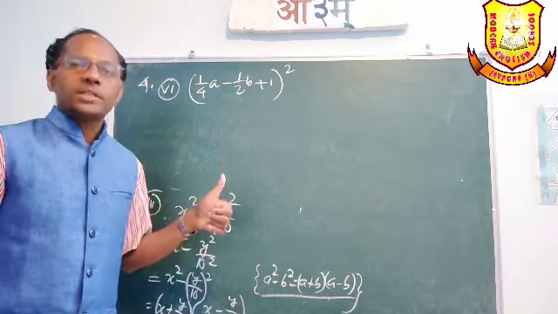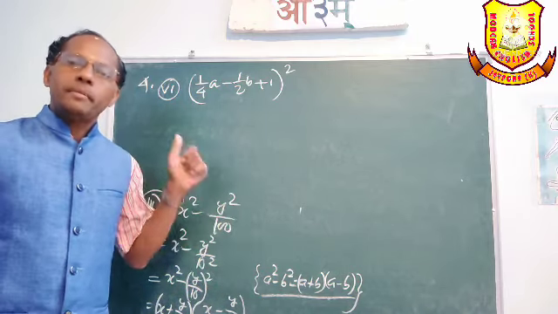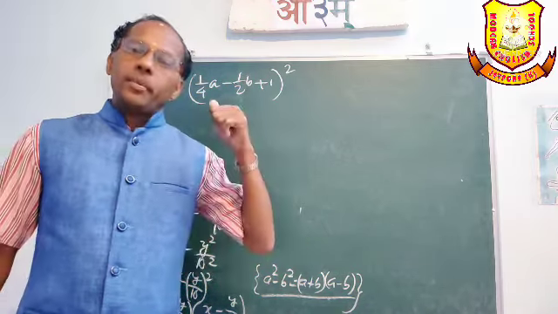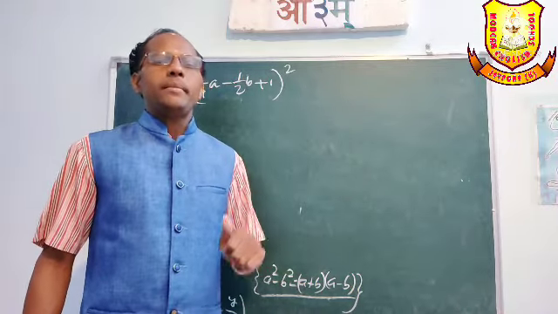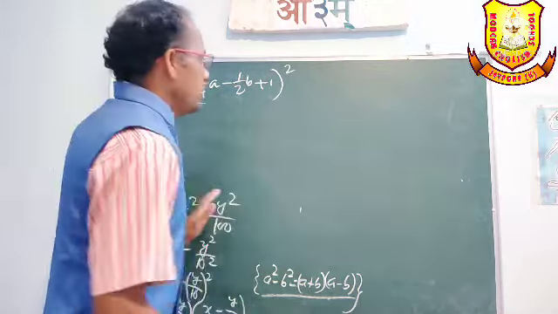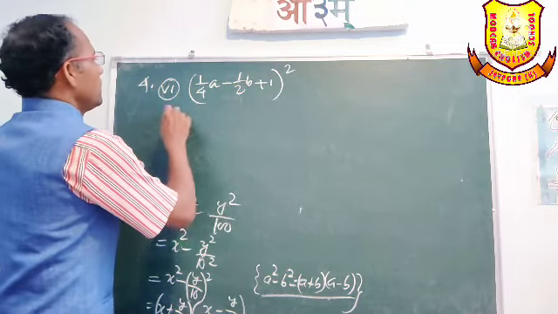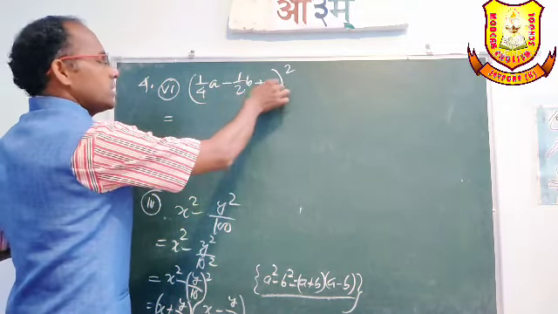You all have known (a + b + c) whole square, (a + b − c) whole square, (a − b + c) whole square, (a − b − c) whole square. So here, according to your suitability, you can apply (a − b + c) whole square.